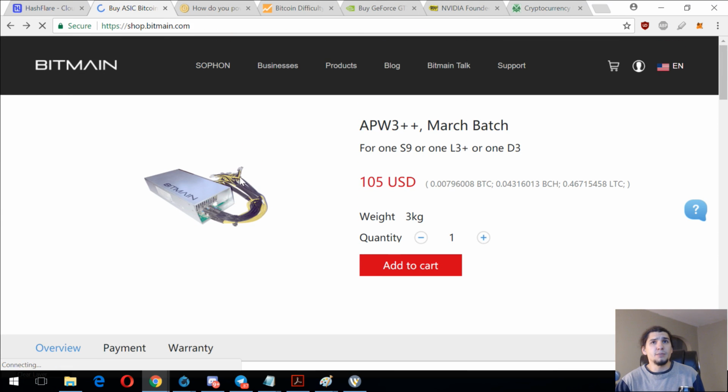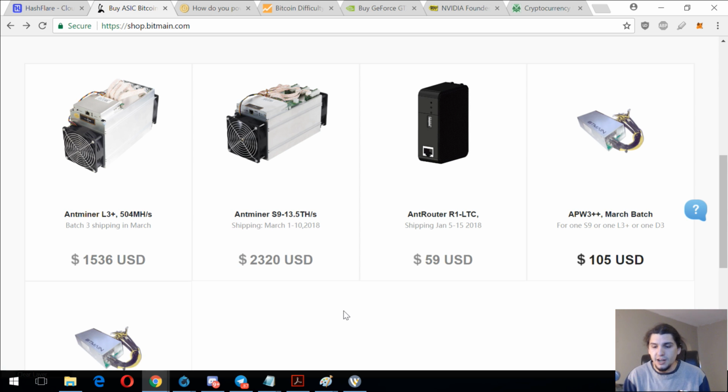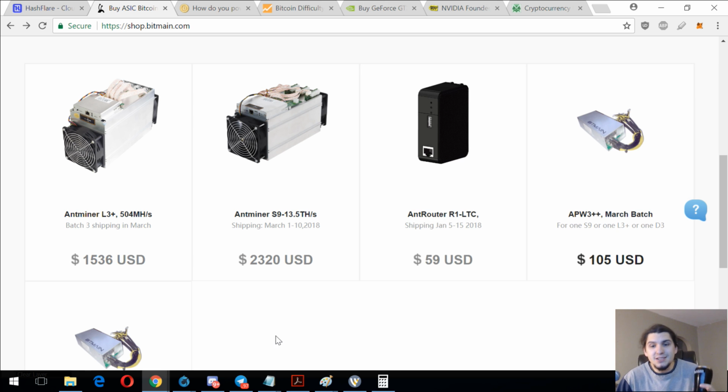Let me go back over to the shop here. So what did we say? An S9 is 2320, and we've got 105 for a power supply, and it was about 130 bucks for shipping. Last time I checked, I did make an invoice back in the fall anyway. I was going to buy a D3, and then I decided not to do it. But basically there it is, guys. You've got to put in about $2,500, and you're going to make $20 a day basically. So that's basically how you do the math.